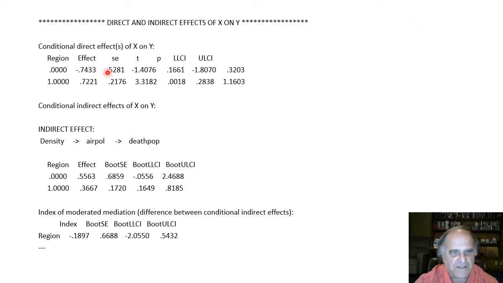Okay, then it just gives us, for the different values of region, our conditional direct effects of X on Y at our 2 region values. Now you can see this time I changed it up a little. I did not center the dummy variable or the categorical variable. So this time it's just using the 0 and 1 for region. Last time, if you remember, I allowed it to center those values. And you can see, of course, that there's a large positive effect for the north.